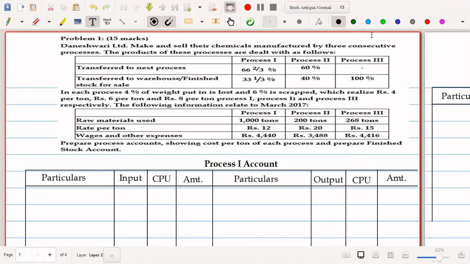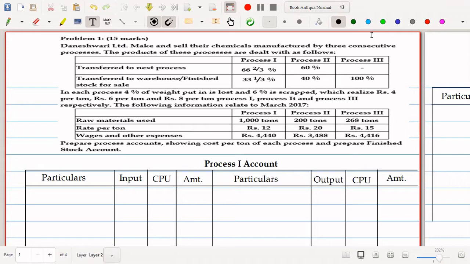Transfer to next process, it is 66 2/3% or 66.67%, and from process 2 it is 60%, and there is no transfer to next process from process 3 because the third process will be the last. It is given as nil. Transfer to warehouse or finished stock for sale, it is 33 1/3% or 33.33%, and in process 2 it is 40%, and in process 3 it is given as 100%.